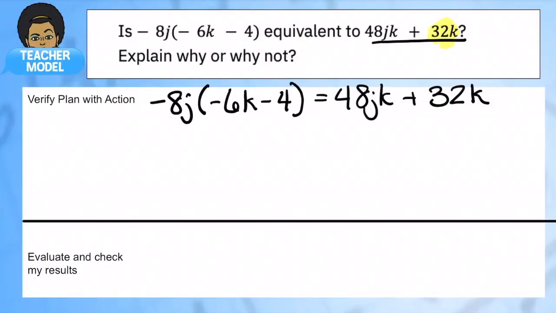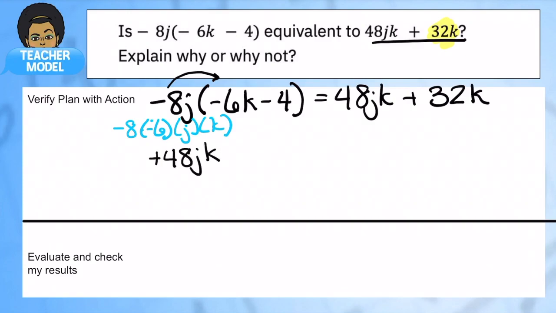We want to see whether or not this equation will be true. Will both of these expressions be equivalent to each other? So I'm going to start by distributing on the left so I can simplify it to our lowest terms. Just so you can see our invisible work, I am doing negative 8 times negative 6 times j times k. All that is happening. And so negative times a negative is a positive. So positive 48 and jk.